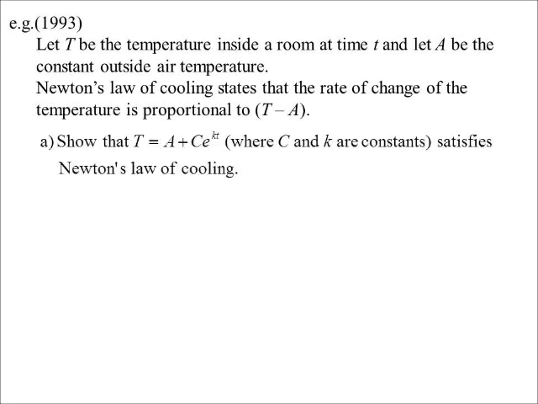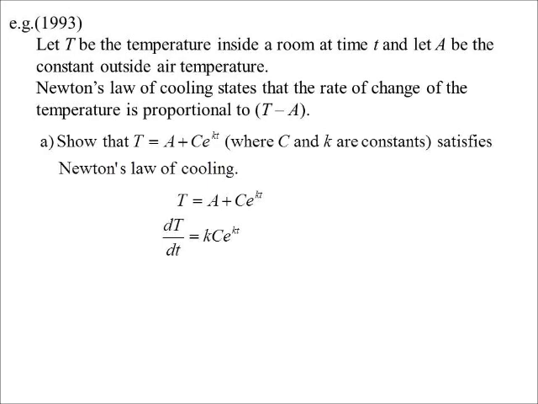So we're going to show that T equals A plus CE to the KT satisfies that formula. In other words, we need to show that dT/dt, unfortunate choice of pronumerals, is proportional to T minus A. So let's start with T equals A plus CE to the KT. We will differentiate and get dT/dt equals KCE to the KT, because remember A is a constant, so when we differentiate that we get 0.